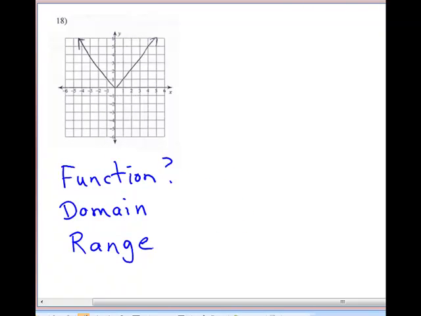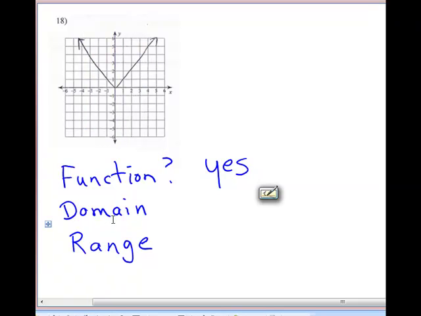Problem 18, the first question is, is this a function? And you will use the vertical line test. Is there any place where you can draw a vertical line that will hit more than one point on the graph? For this one, there is not. You can try a few vertical lines, but all of them are only going to hit one point. So this one is a function.